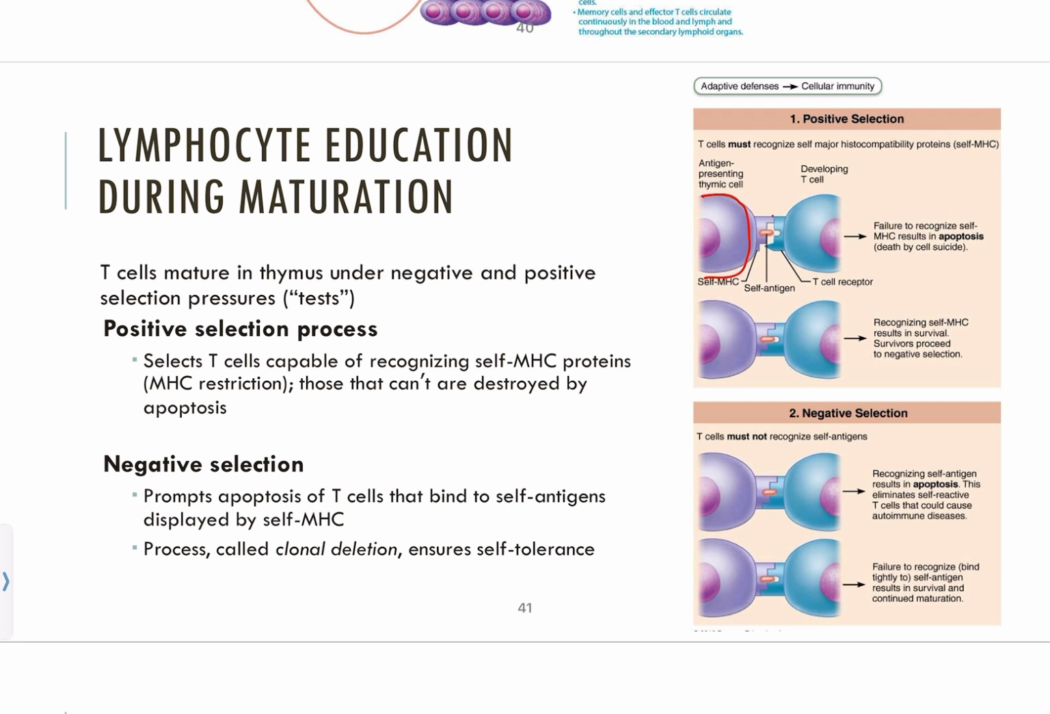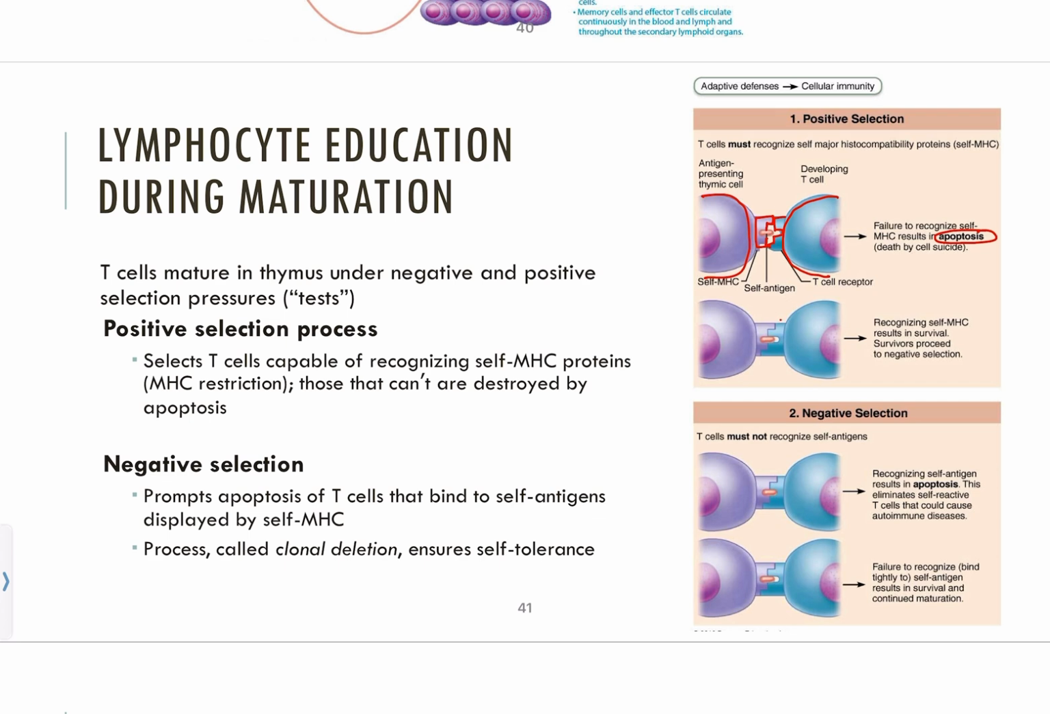The major histocompatibility complex, or MHC, remember that's the protein that's actually holding the antigen itself and presenting it. Here's our T cell that's developing over here. Here's its T cell receptor. It's not fitting like a nice puzzle piece, so it's not recognizing the self-MHC complex, which means we want to make sure that this developing T cell undergoes apoptosis. If it can't recognize our self-MHC complex, then we don't need it.